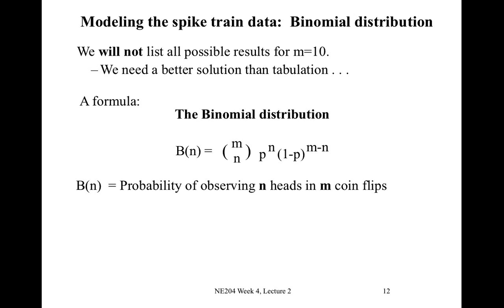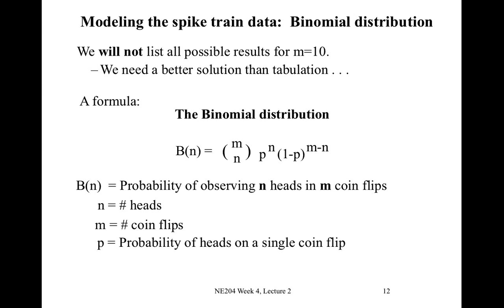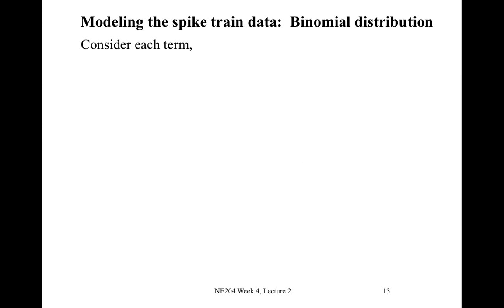Now let's define all of these terms to start with. B of n represents the probability of observing n heads in m coin flips. So we flip our coin m times for our subintervals, and we're going to ask the probability of observing heads, or a spike, n times. n is the number of heads that we observe. Again, m is the number of coin flips. p is the probability of getting heads on a single coin flip. And 1 minus p is the probability of observing tails on a single coin flip. Notice that if we add up these two probabilities, the probability of heads plus the probability of tails, we get 1. Because we have 1 minus p plus p, those p's cancel, and the probability is 1. We either get heads or tails.